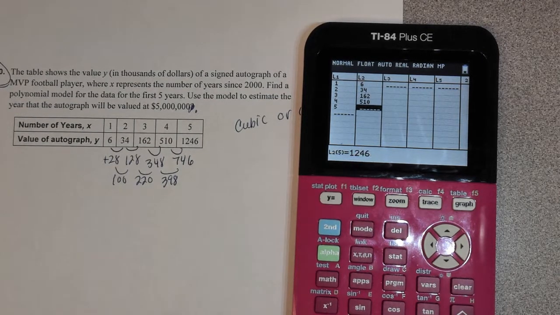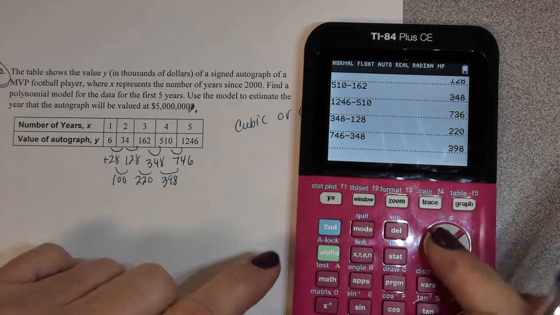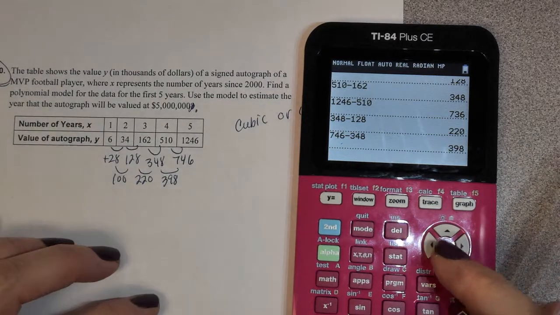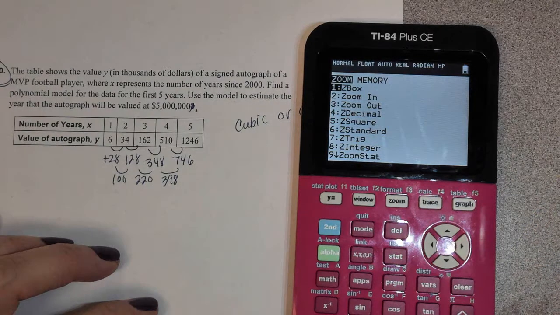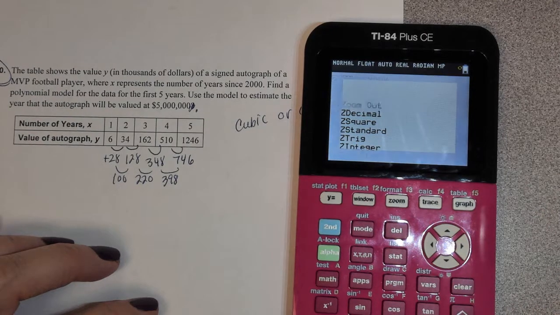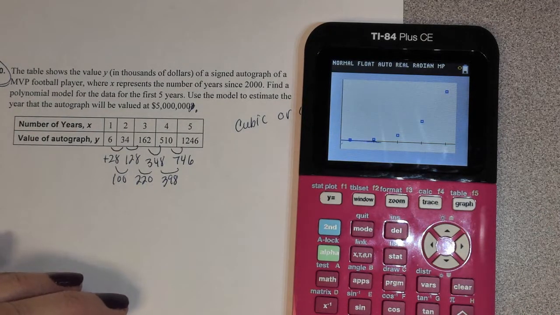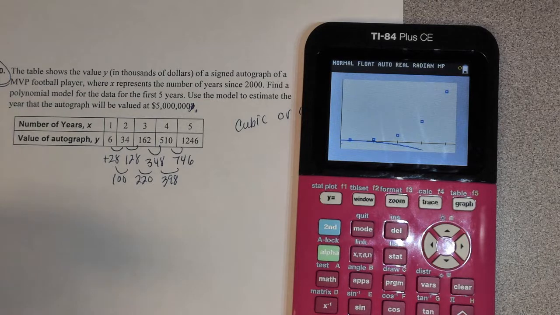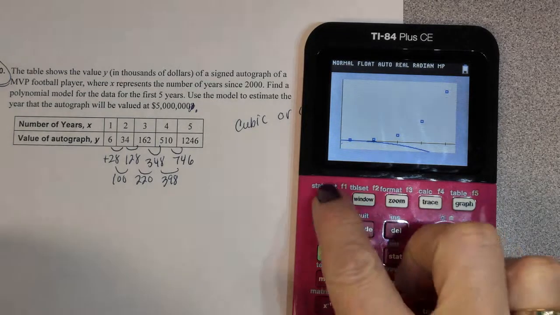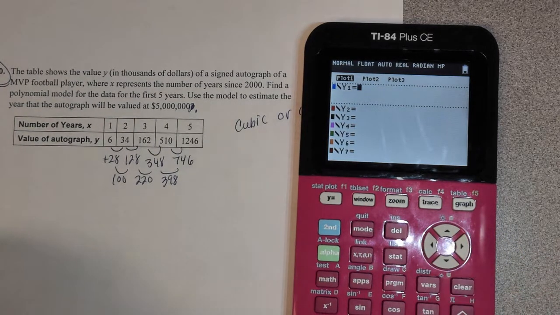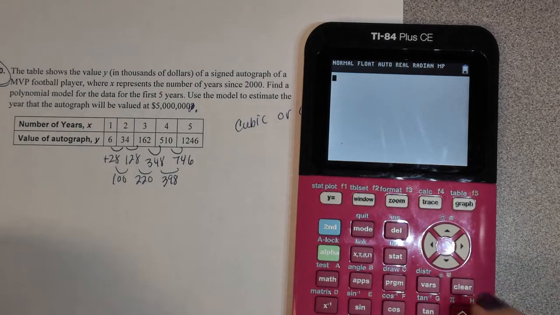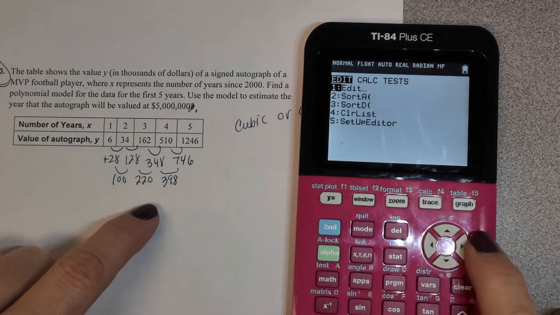Here's what we do when we're not sure. First of all, I want to see my data points. I have my stat plots on. I'm going to do a zoom stat. I can see these points. This might be cubic. It might be quartic. I'm seeing my old function. I didn't clear it out yet. Clear it out. Okay, so I'm going to go to stat, calculate.